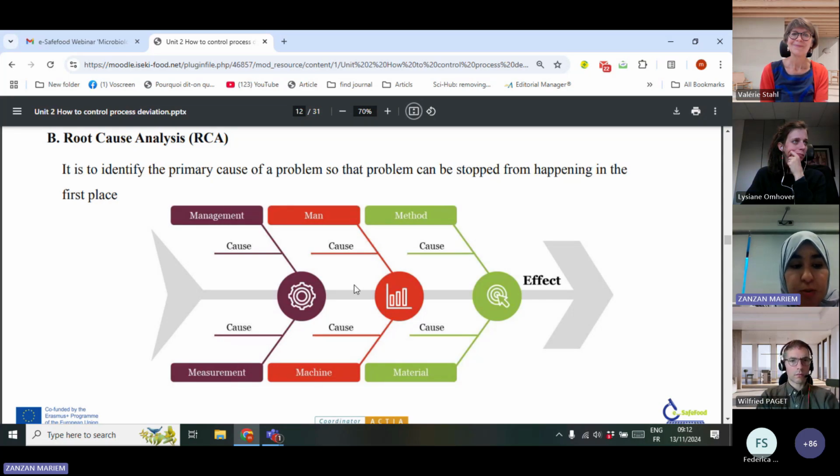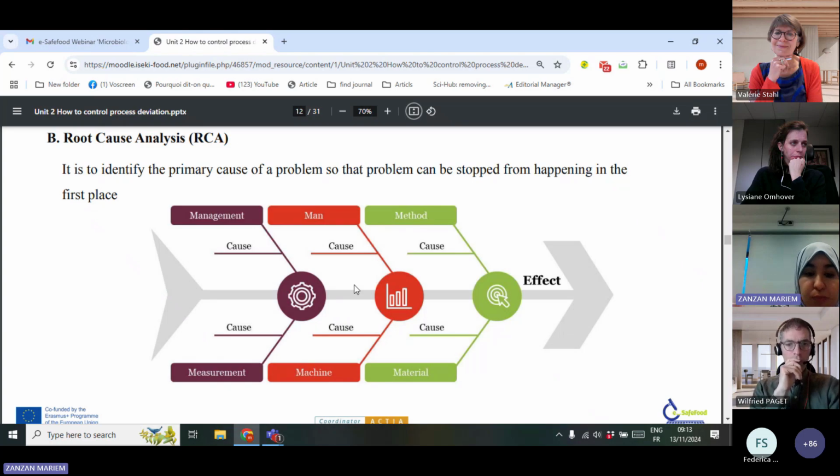Let's take an example in a dairy plant. For example, we have a problem of milk spoilage. So we can start with the first question, why: why did the milk spoil, for example? As an answer, we can say that maybe the temperature in the storage tank was too high. So the next question will be: why is the temperature too high?